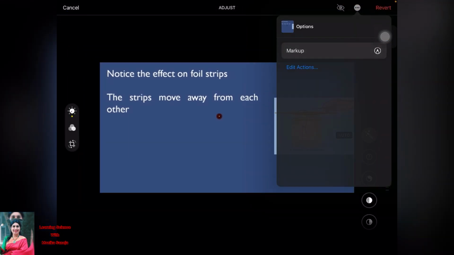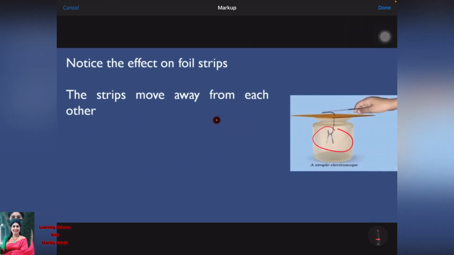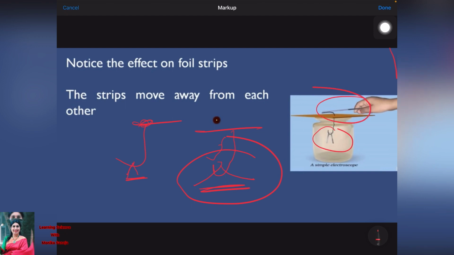You have hung the strips on the clip like this. When you have touched the charged object over here, you will observe that the strips move away from each other. The gap between the strips, earlier it was like this, now they are like this. What does it show? It shows that the charge which is transferred from this charged body to the two arms of this aluminum strip is the same.